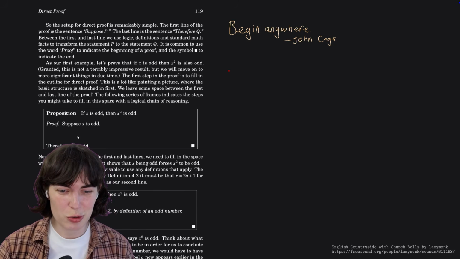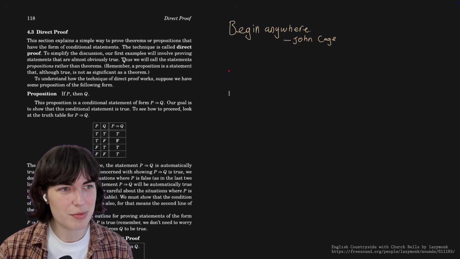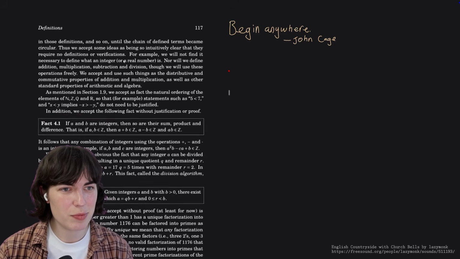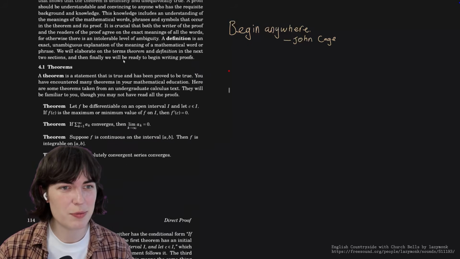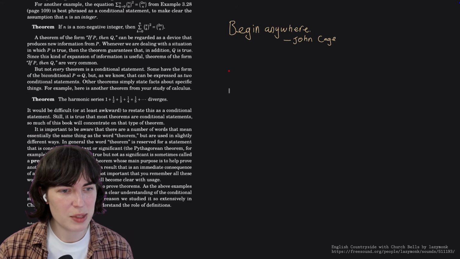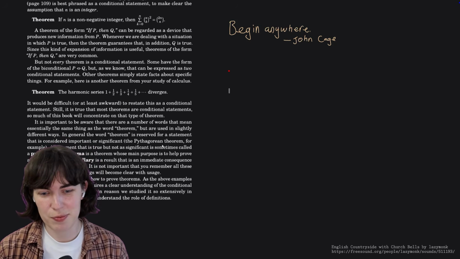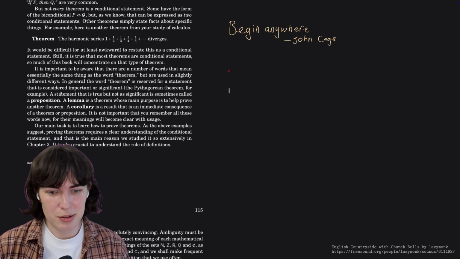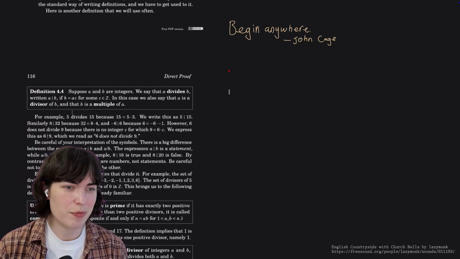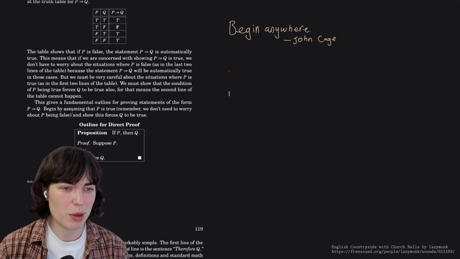Did it say above that propositions are always true? I don't know. I think it might have done. Where does it define propositions? A statement that is true but not significant is sometimes called a proposition. I guess it has to be proven. A proposition is a statement that, though true, is not as important as a theorem. Yeah, it's saying it's true. I guess we have to prove it's true to make it a proposition, maybe.